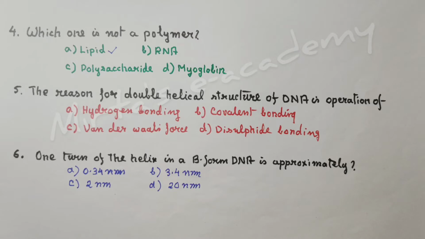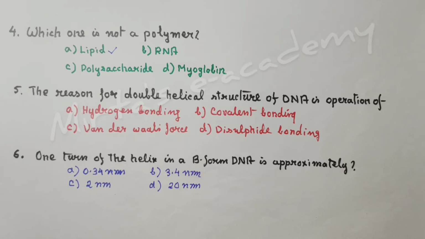Lipids are not considered to be polymers because lipids don't contain the repetition of monomers. Polymers means repetition of monomers. The basic units of lipids are fatty acids and glycerol. They don't repeat in the chain.